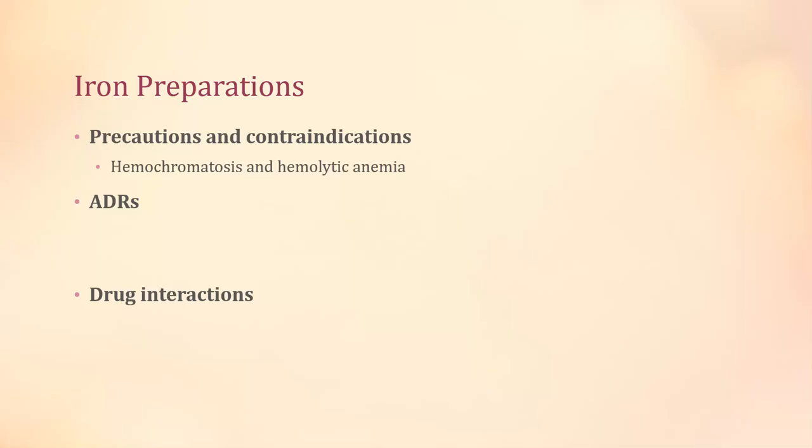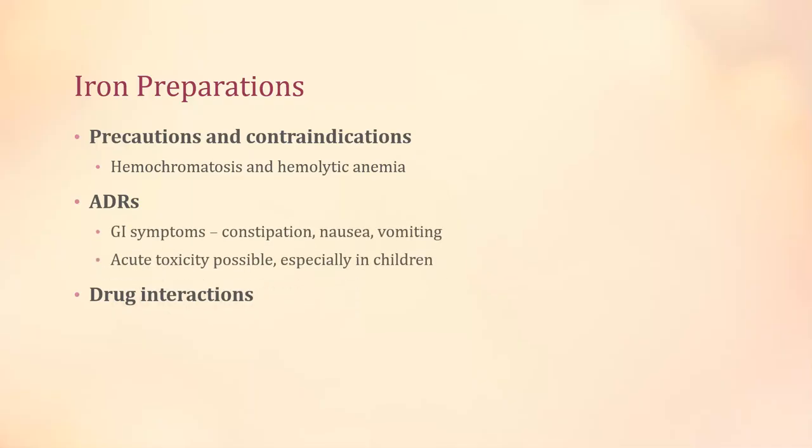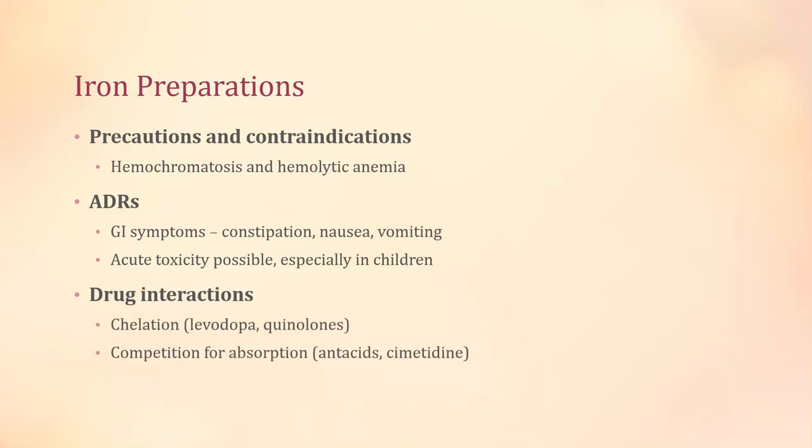Some precautions and contraindications include hemochromatosis and hemolytic anemia, which we will talk about in another lecture. Adverse drug reactions include constipation, nausea, vomiting, and acute toxicity is possible, especially in children. Drug interactions include levodopa and quinolones, and there is a competition for absorption when the patient is taking antacids or cimetidine.